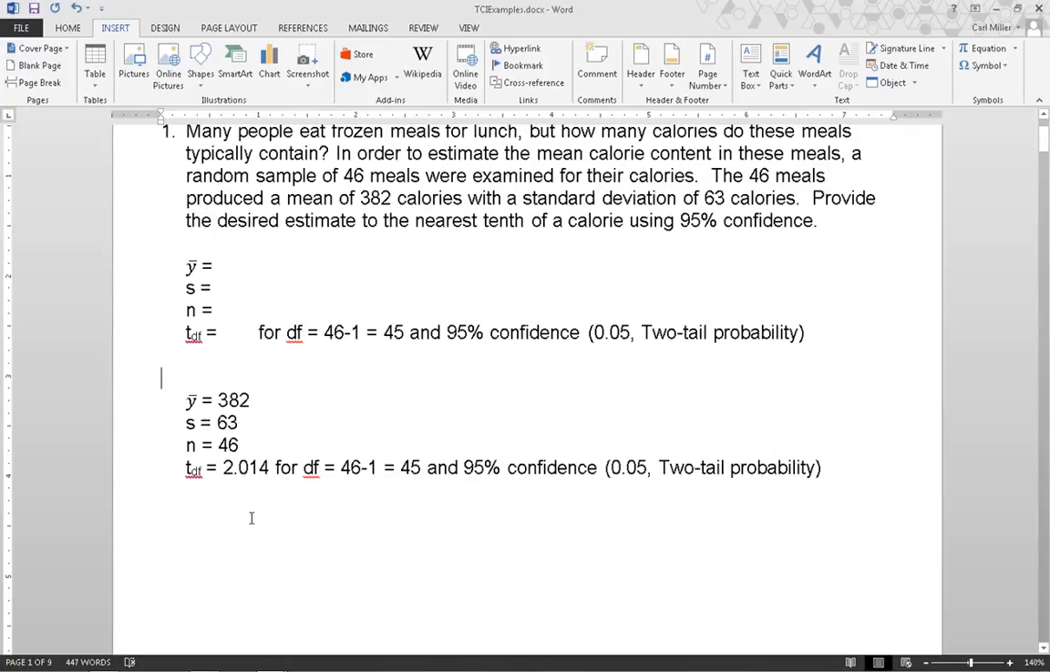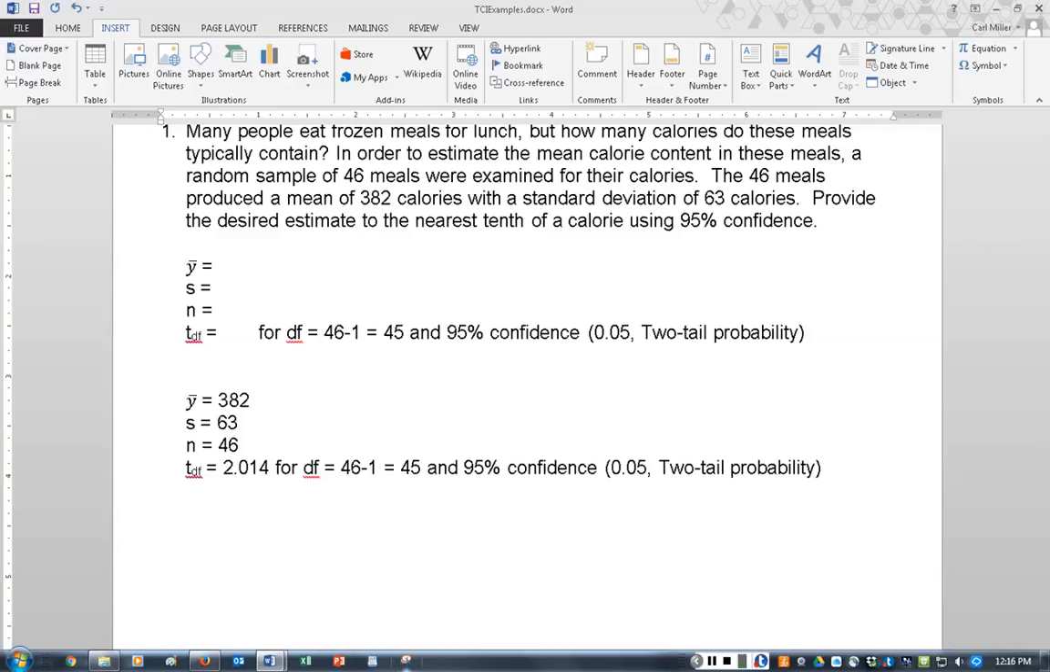Now the t-score would come from table T. So 2.014 is the value, but how do we find that? Remember, we want 95% confidence, and the degrees of freedom would be 46 minus 1, or 45.